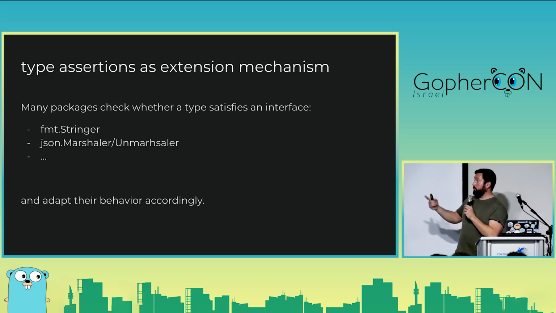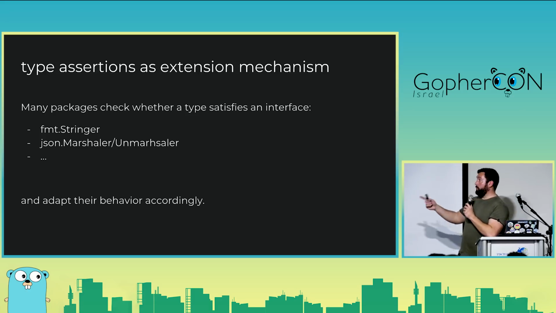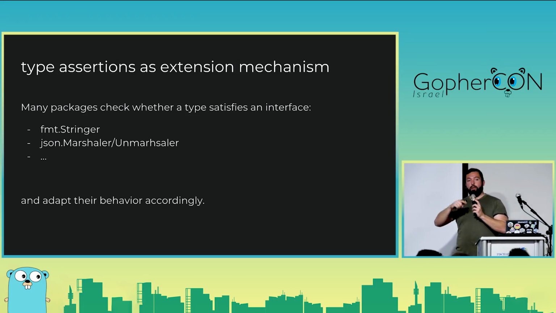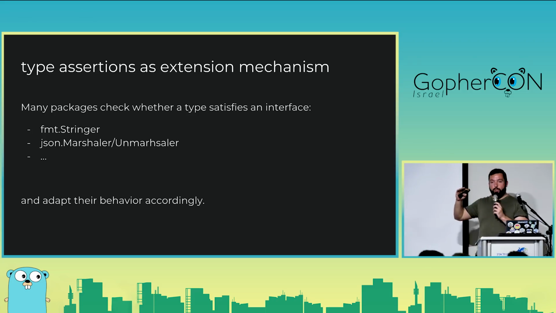The same thing can be done for Marshaler and Marshaler of JSON. If you want to change the way a type is marshaled into JSON, you can define the function MarshalJSON. That's the name of the method. And if you satisfy that, the marshaler will understand that and call that method instead. Right? So there's a lot of different places where you can actually change the behavior of the standard library by redefining methods that make it so you are able to satisfy an interface.